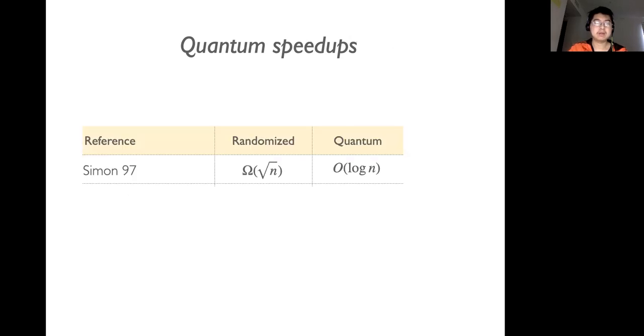A natural and fundamental question to ask is, how much more efficient can a quantum query algorithm be than a classical query algorithm? Simon was the first to exhibit an exponential speedup of a quantum algorithm over a randomized algorithm. In particular, he showed that there is a function which has a quantum algorithm using only log n queries, but a randomized algorithm requires at least square root of n queries.